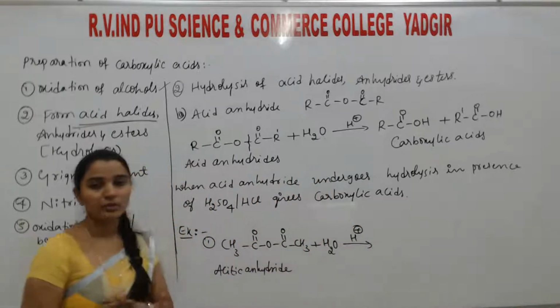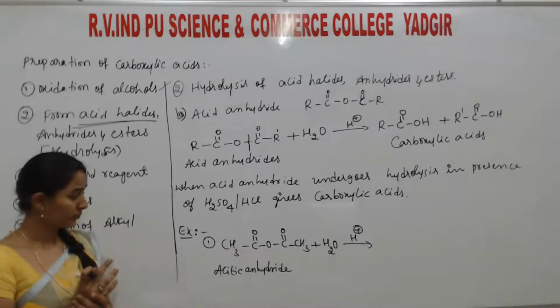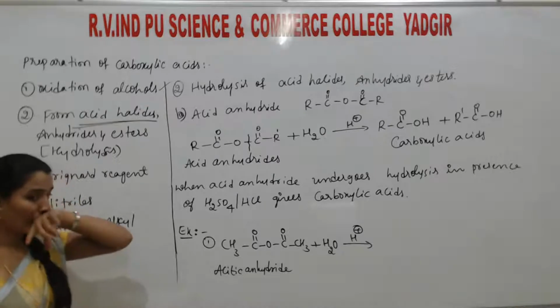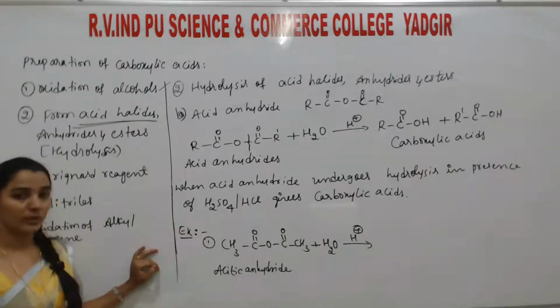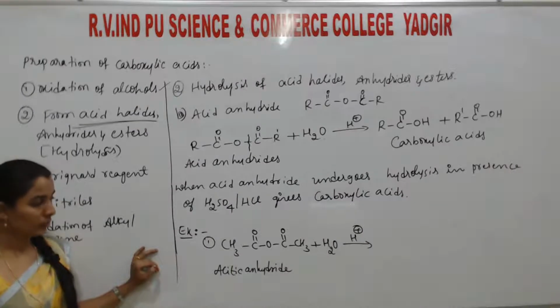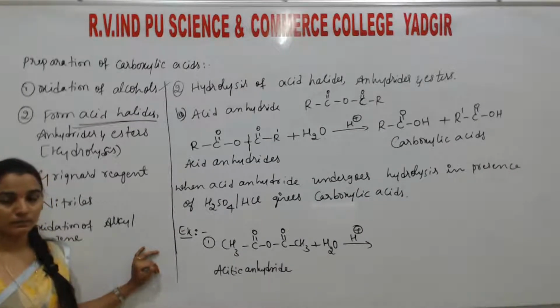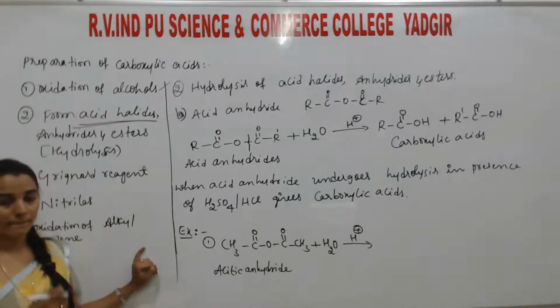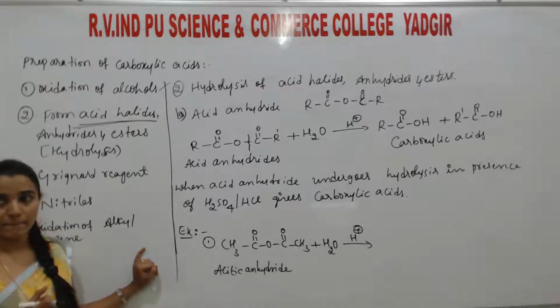You complete it yourself, I'll give 1 minute for everyone. CH3, C double bond O, C double bond O, CH3. What are the products formed here?